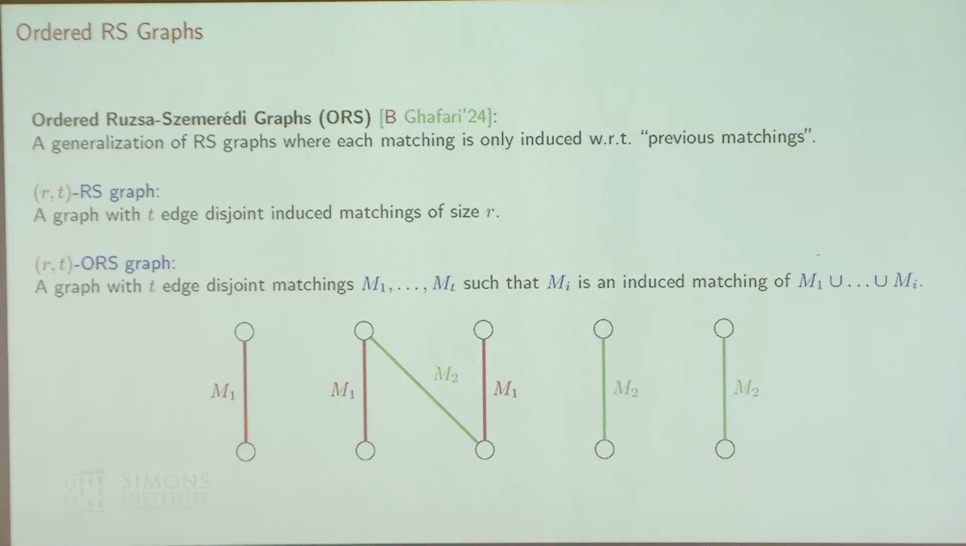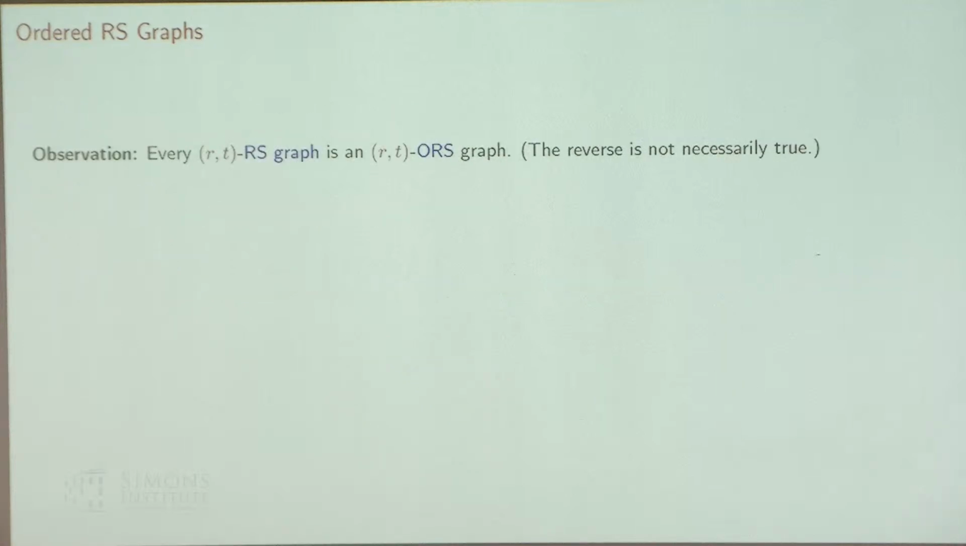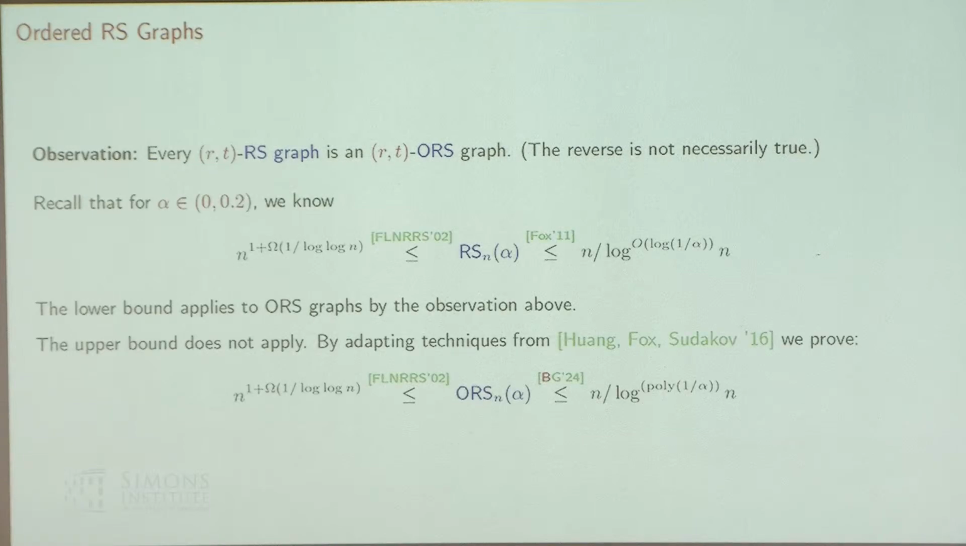So every RS graph is an ORS graph, but the reverse is not necessarily true. So every RT RS graph is an RT ORS graph with the same parameters. And what this means is, in particular, remember, again, this should be n to the 1 over log n. Same here. So what we know is that RS graphs are sandwiched between n to the little o(1) and n to the 1 minus little o(1).